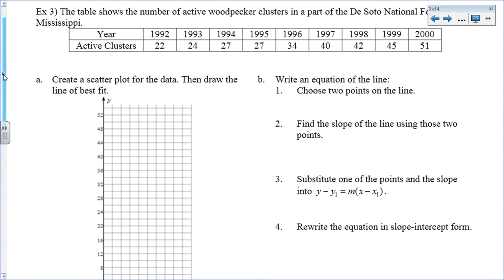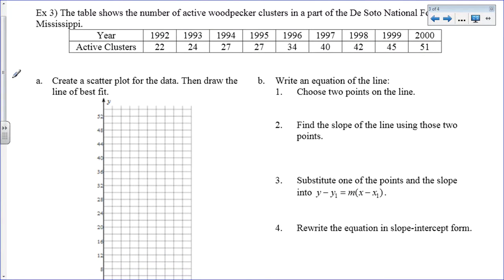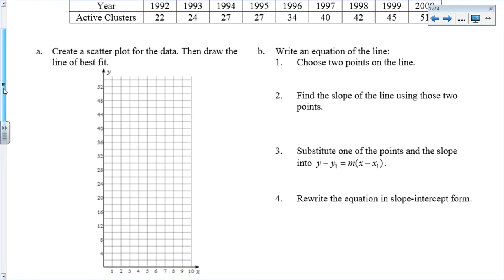Okay, last example we're doing, example 3. The table shows the number of active woodpecker clusters in the part of the DeSoto National Forest in Mississippi. We're going to create a scatter plot first. And notice that this doesn't match our 1992, 1993. This is the years since 1990. So 1992 is actually going to be at our 2.